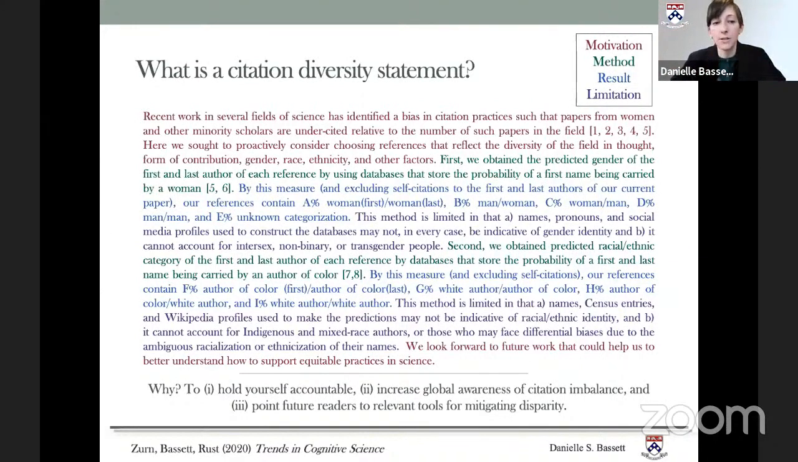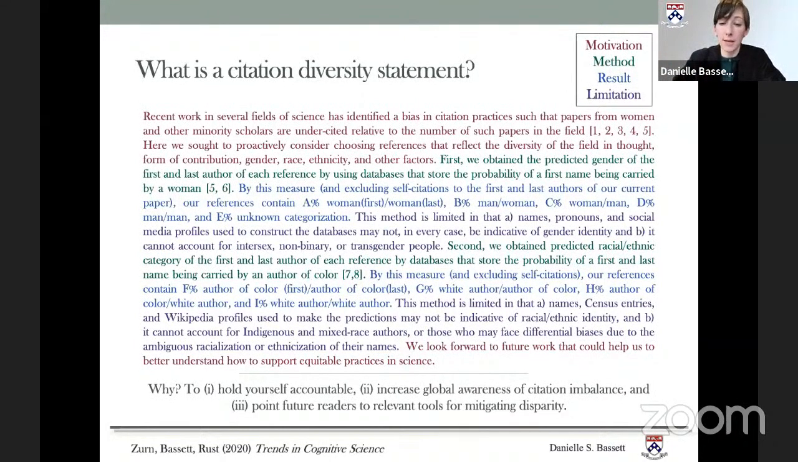so around the acknowledgments. And it reads, recent work in several fields of science has identified a bias in citation practices such that papers from women and other minority scholars are undercited relative to the number of such papers in the field. Here we sought to proactively consider choosing references that reflect the diversity of the field in thought, in form of contribution, in gender, race, ethnicity, and other factors. First, we obtained the predicted gender of the first and last author for each reference by using databases that store the probability of a first name being carried by a woman. By this measure and excluding self-citations to the first and last author, our current paper, our references contain A% this category, B% that category, C% this category, etc.